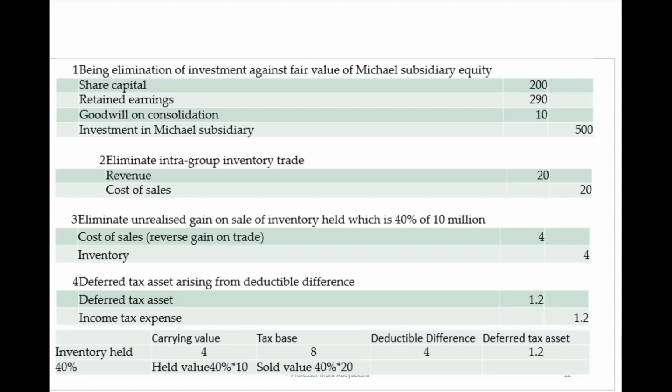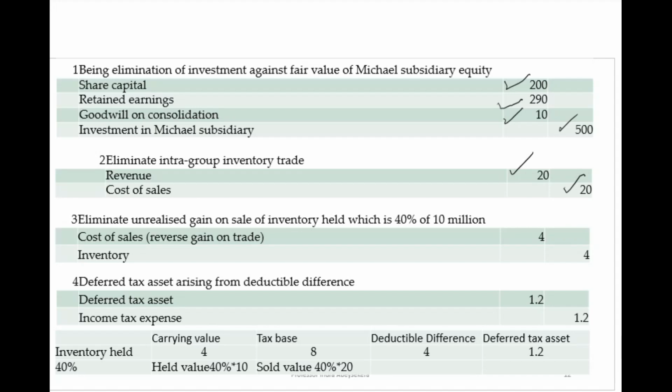For that part, our consolidation journal entries, the first one is to eliminate the investment. We credit investment 500 million, we debit share capital 200 million, and we debit retained earnings 290 million, and the remaining amount is goodwill on consolidation 10 million. Our second consolidation journal entry is to eliminate the inventory trading transaction. We debit revenue 20 million and credit cost of sales 20 million.